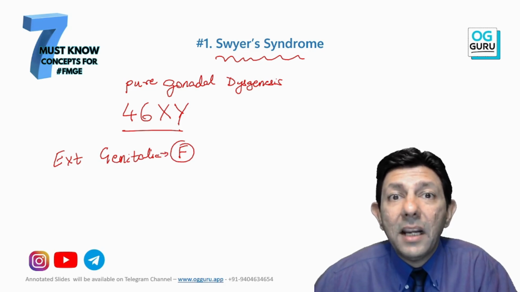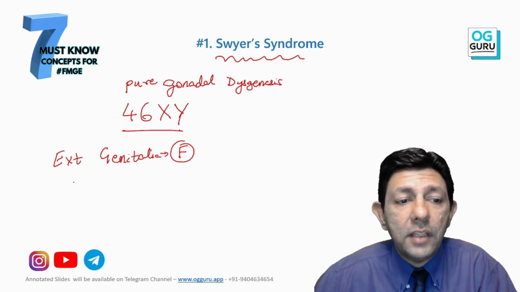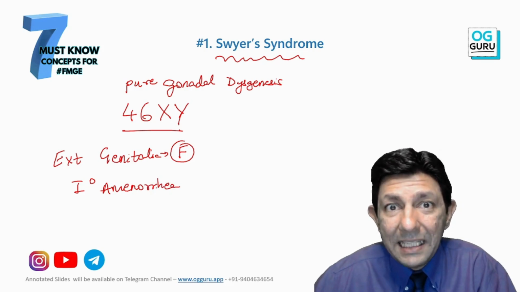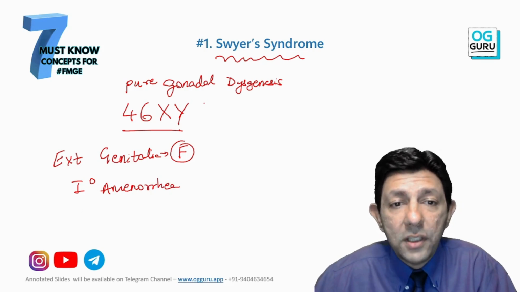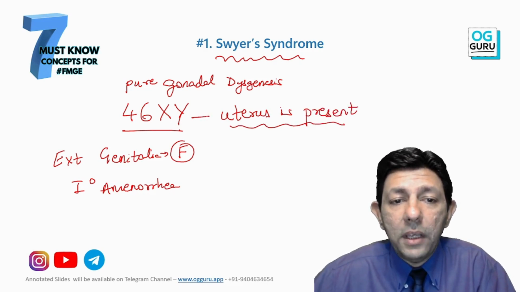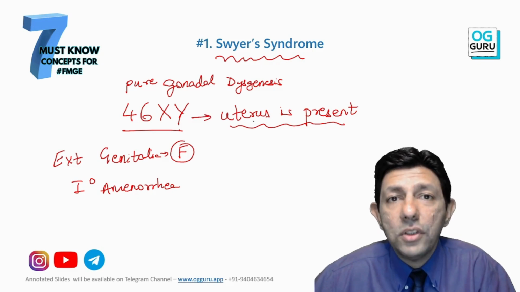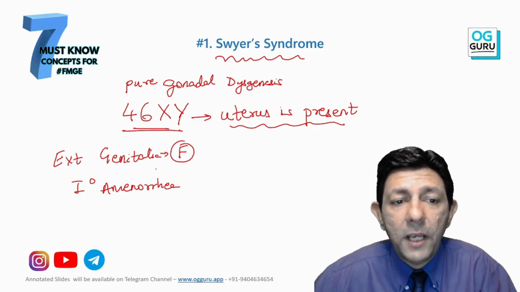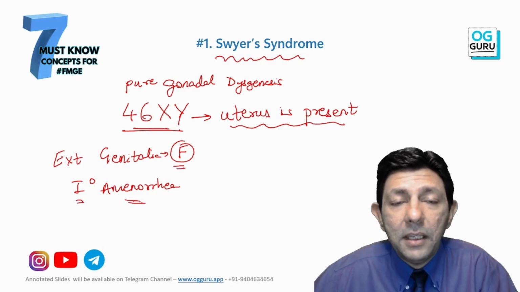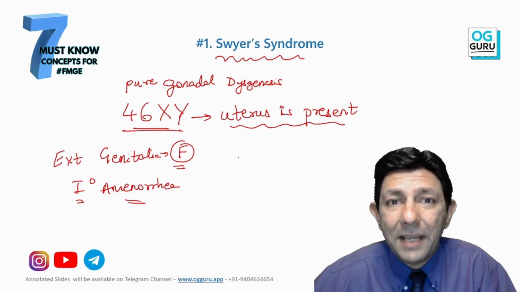Therefore they will be raised as a girl child and the majority of them will come to the OPD with primary amenorrhea. But the important point to be kept in mind in Swyer syndrome is that it is gonadal dysgenesis, but the uterus is present. So it's like a boy, XY, but with the uterus present. So just remember these 3 points: 46XY, female external genitalia, so raised as a female, presenting with primary amenorrhea, but the uterus is present.